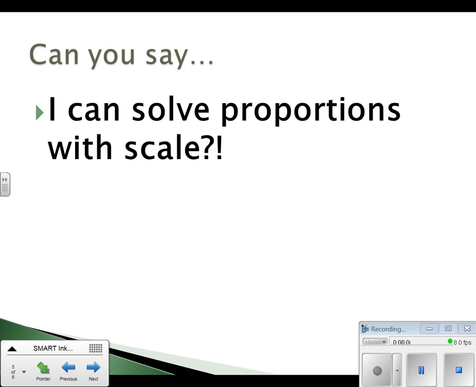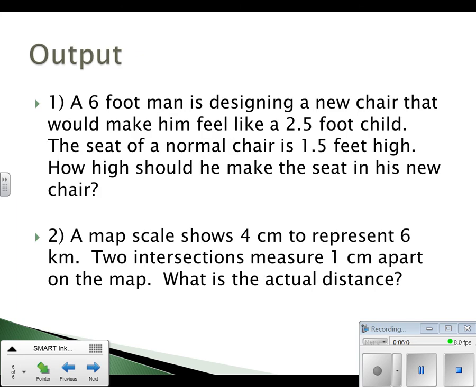So can you say I can solve proportions with scale? Here is your output to work out right now in your notebook, and be prepared with any questions for the work time in class.